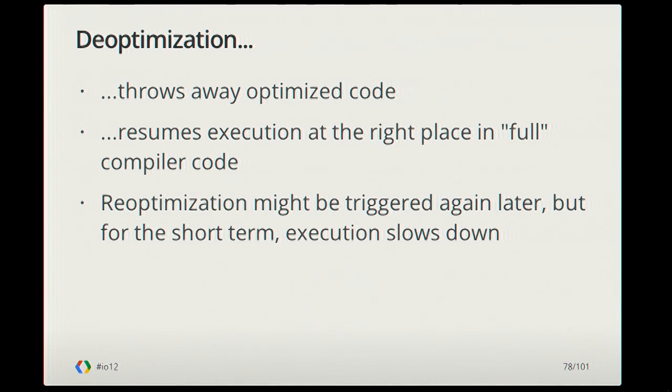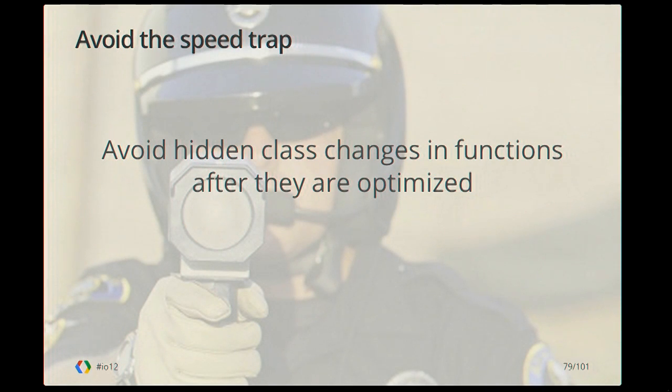And a re-optimization of the function might happen later because we're going to continue to gather type information in the ICs in the full compiler code. But for the short term, you're going to run more slowly. And what that means is that de-optimization is something you want to avoid. And one way to do that is to make sure that you don't introduce hidden class changes at a late time running your code. Right?